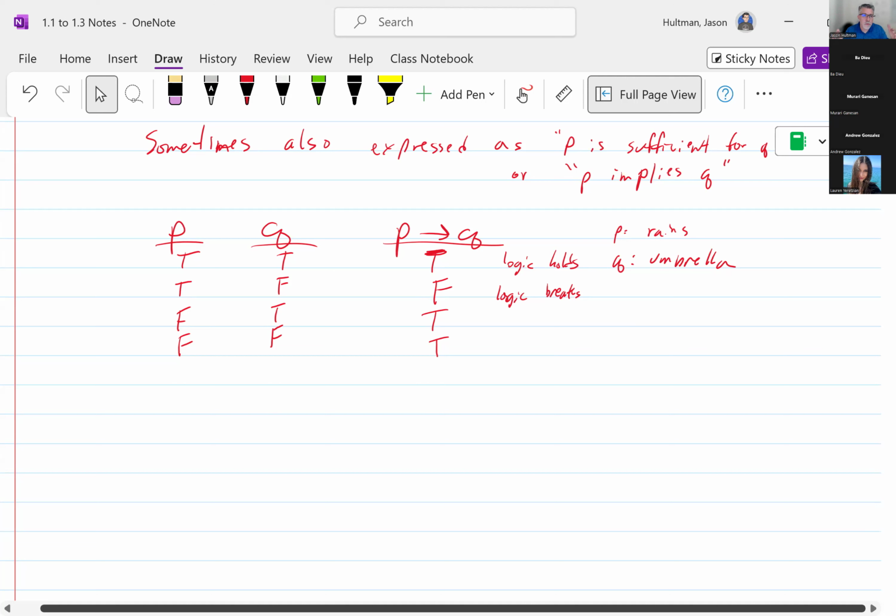Okay, and we can do that with something else. We could say, if I'm in the water, I'm wearing my bathing suit. Professor Holtman's in the water, he's got his bathing suit on. In the water, bathing suit. But what happens if I'm not in water? Could I still have my bathing suit on? Yeah, it doesn't matter, so it'll be true regardless. Exactly.